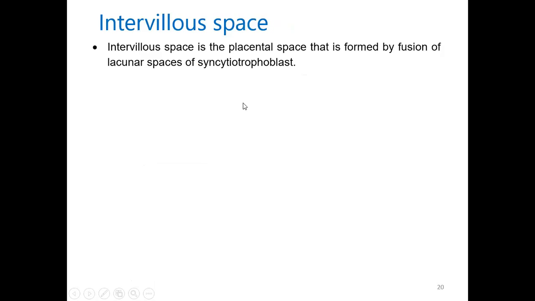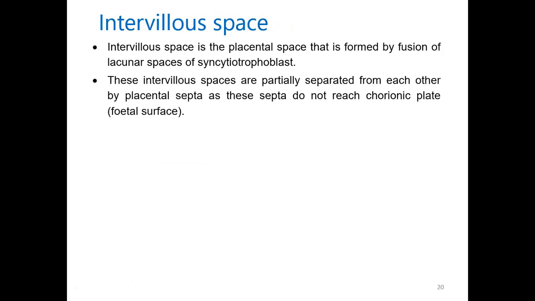Now what is the intervillous space? We are well acquainted with this fact. The intervillous space is the placental space that is formed by fusion of the lacunar spaces of the syncytial trophoblast during the second week of intrauterine life. Then these intervillous spaces are partially separated from each other by placental septa, as these septa do not reach the chorionic plate or the fetal surface.